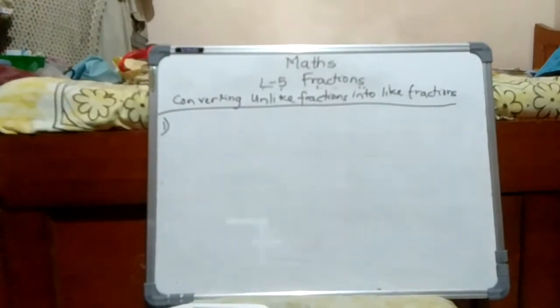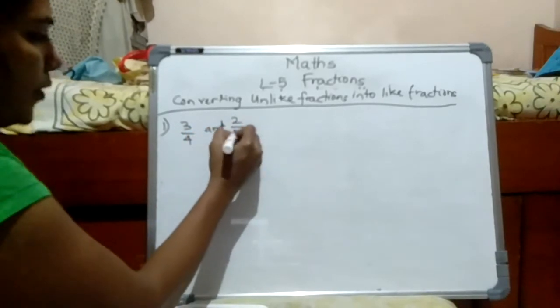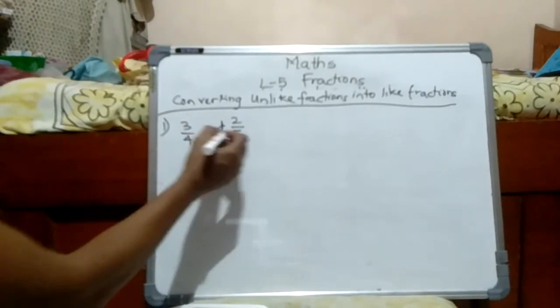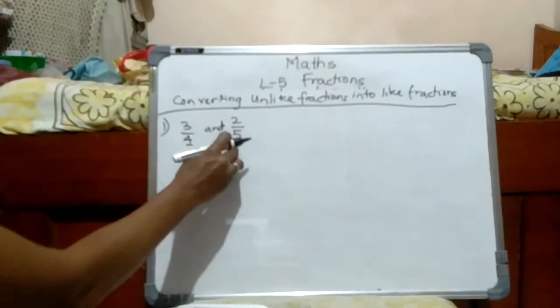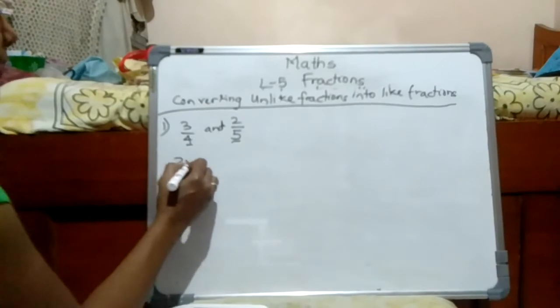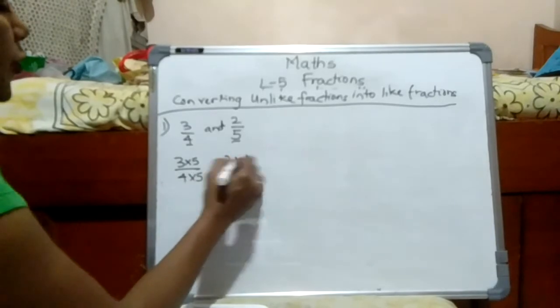First, one example: if we take 3 upon 4 and 2 upon 5. Now here, if we see, these two are different. That is why they are known as unlike fractions. Nothing is common, neither is divisible by the other; 5 is not divisible by 4. So what we will do is cross multiply the denominators with the fractions to get like fractions. Now this we will multiply by 5, and this by 4.